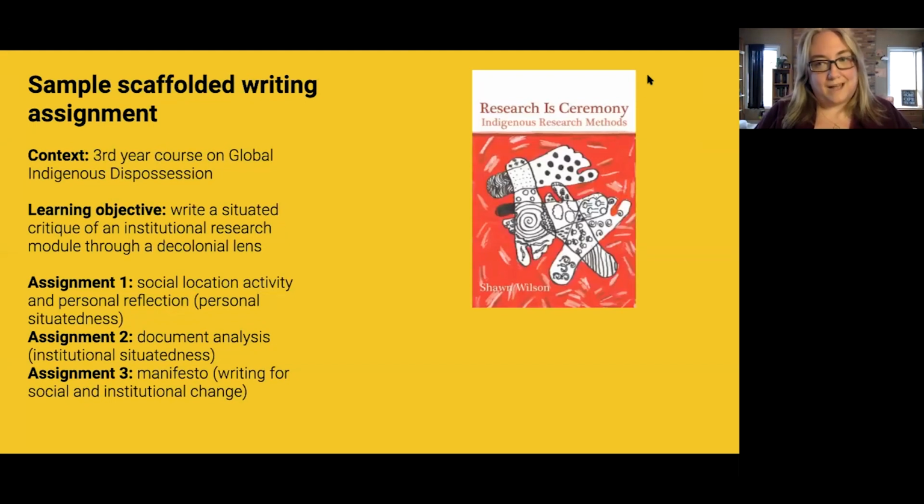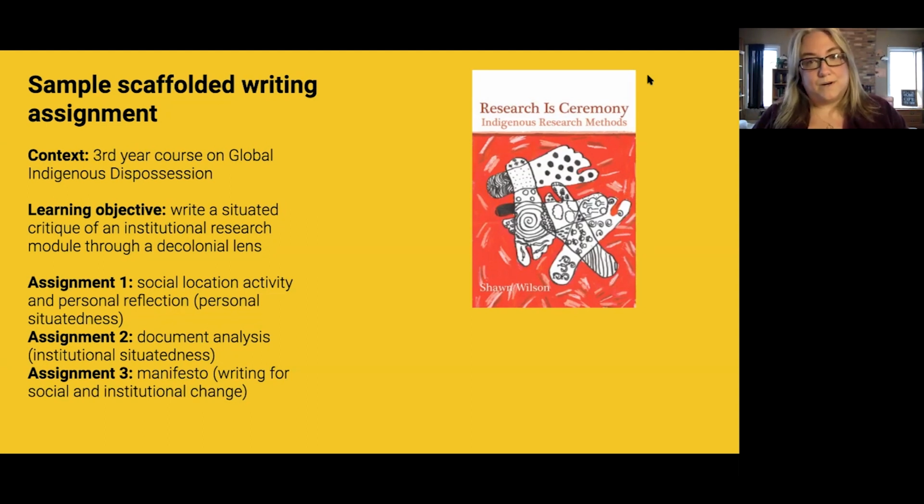So where was it housed in the institution? What language was used? What kinds of resources or links out were included in that process, to think about the institutional situatedness of those modules. The third assignment brought assignments 1 and 2 together, and the students were asked to write a manifesto.